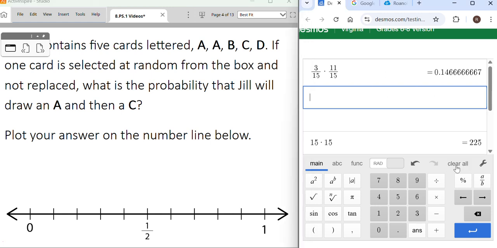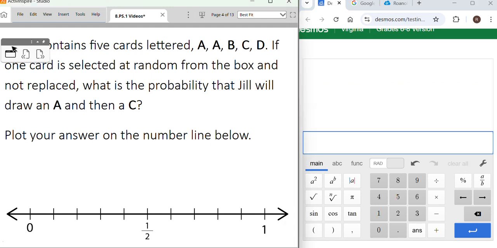All right, so we have a deck or a box that contains 5 cards. They are lettered A, B, C, and D. If one card is selected at random from the box and not replaced, what is the probability that Jill will draw an A and then a C? Plot your answer on the number line.